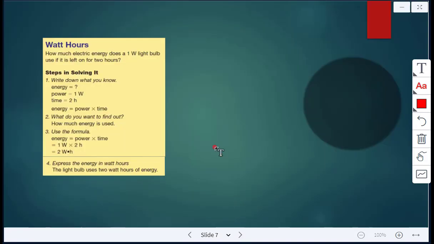All right, so for example here, how much electric energy does a 1 watt light bulb use if it is left on for 2 hours? Again, step 1, write down what you know. We know the power is 1 watt. We know the time is 2 hours. We're trying to calculate the energy. That's step 2, what are we trying to find out? Step 3, use the formula, which is energy is equal to power times time. So it's 1 watt times 2 hours, so it's 2 watt hours of energy. The light bulb uses 2 watt hours of energy.